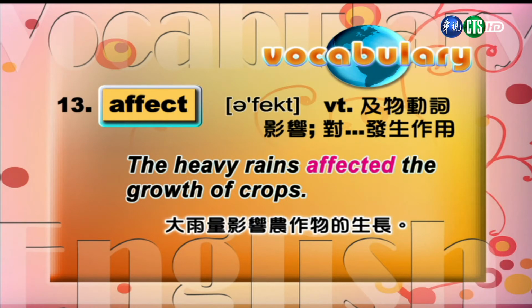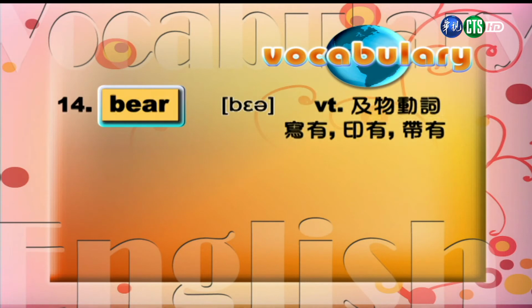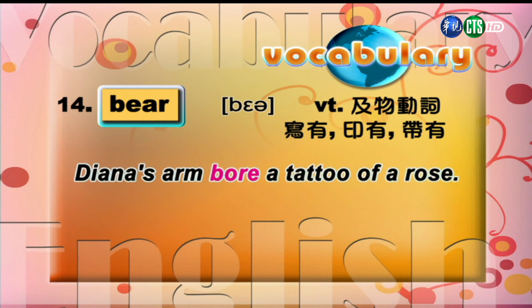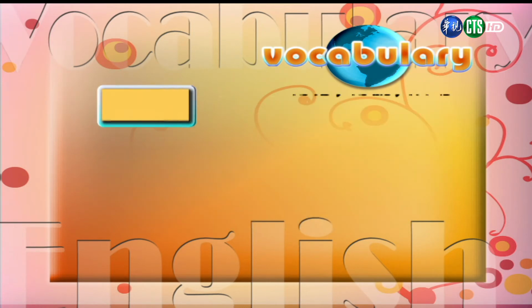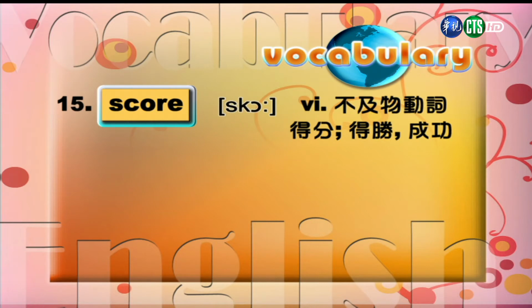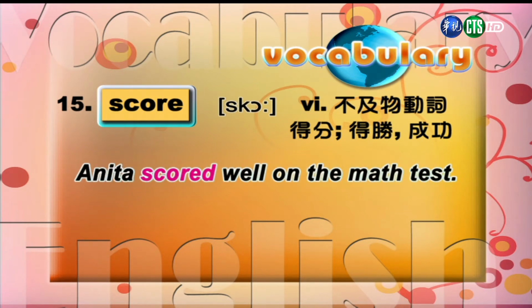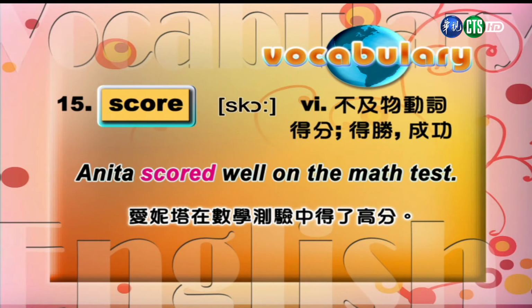大雨影响农作物的生长。 Number 14, bear, verb. 动词写有、印有或者带有。 Diana's arm bore a tattoo of a rose. Diana的手臂上有玫瑰的刺青。 这边 bore 是 bear 的过去式。 Yes。 Number 15, score, verb. 不及物动词，得分、得胜或者成功。 Anita scored well on the math test. Anita 在数学测验里得了高分。 And we have some very useful and practical phrases to let you see here.